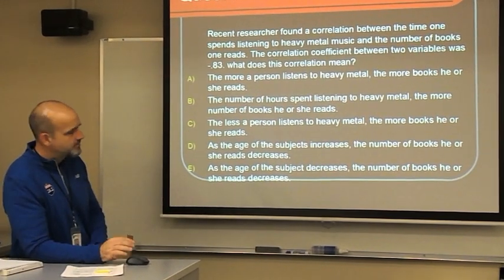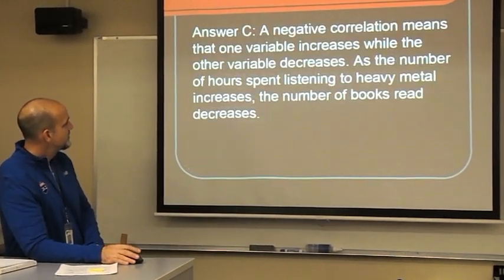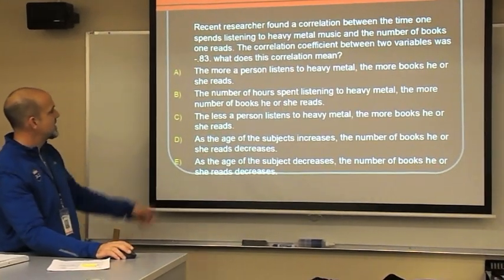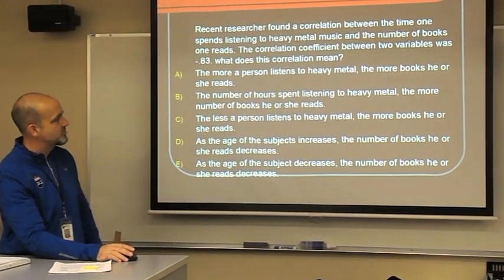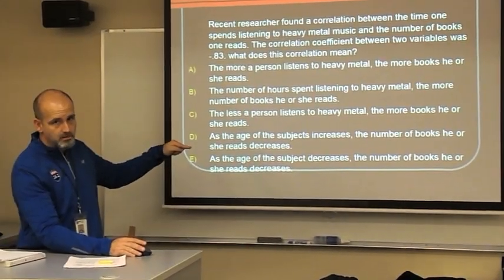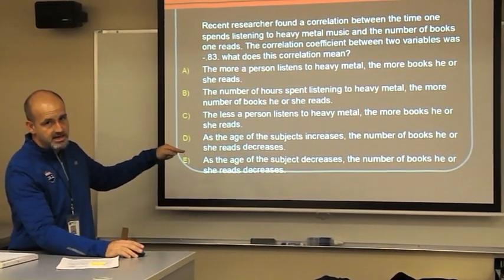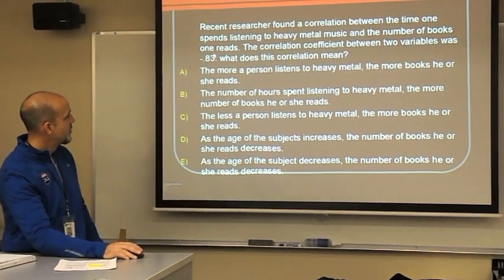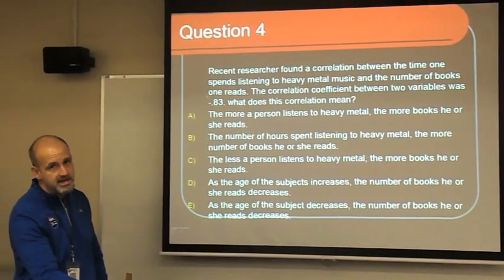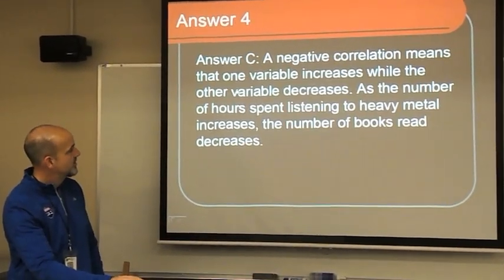If that helps you, then you probably came up with answer C. Just to go back to what answer C was, the less a person listens to heavy music, the more books he or she reads. Less, more. Opposite directions. That's a negative correlation. And because it's a negative 0.83, that indicates the negative correlation.